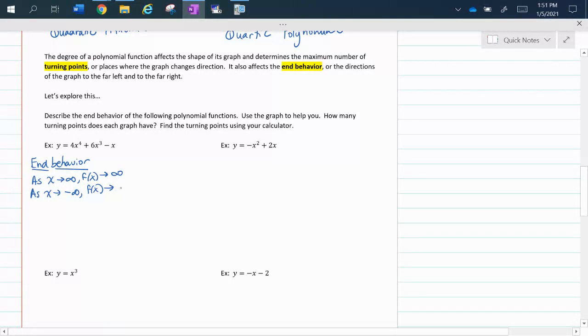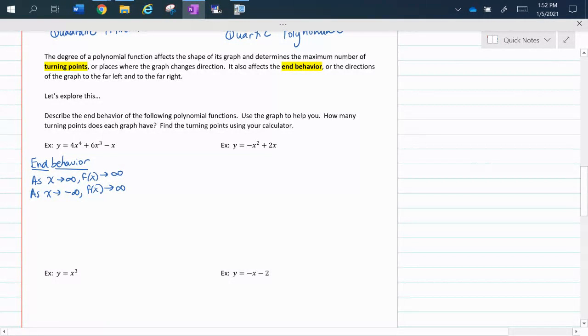So this is saying as x goes forever to the right, forever to the left, remember the end behavior is what's going on at the far ends of the graph. So that means as we go forever to the right, forever to the left, as x approaches infinity, as x approaches negative infinity, forever to the right, forever to the left, what is the graph doing? It's going up forever in both directions. So that's what these two sentences are telling me.